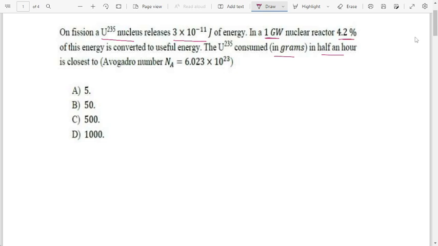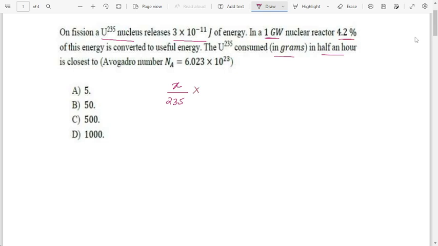Now, let us assume that X grams of uranium 235 has been consumed in half an hour. Okay, so let's find out the number of atoms that has been consumed. So that means 235 grams of uranium has 1 mole. So X upon 235, this will be the number of moles consumed of uranium in half an hour.